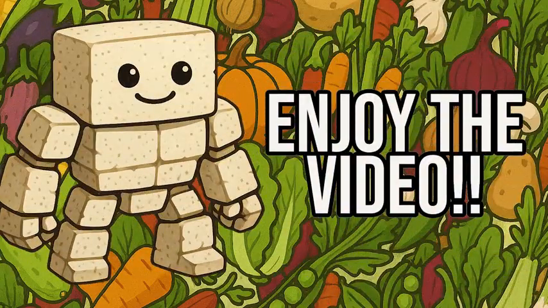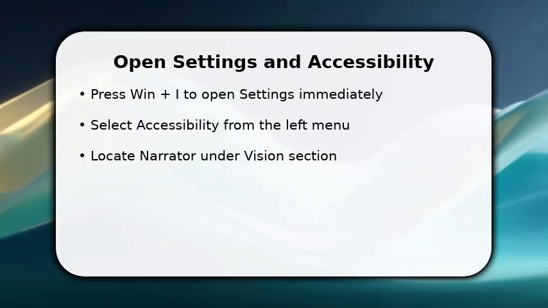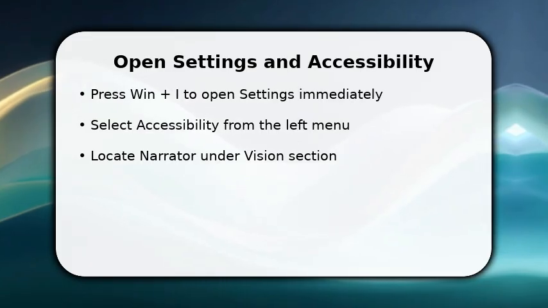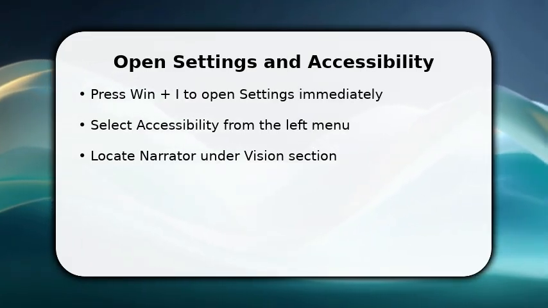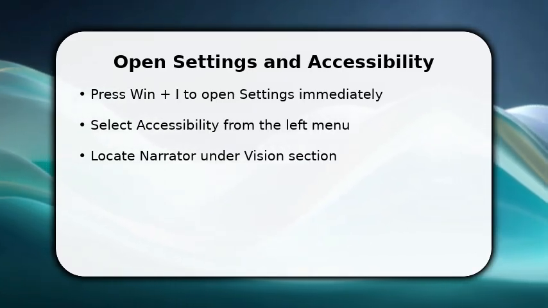Please enjoy the video. You start by opening settings so you can stop the screen reader quickly. Press Win+I to launch settings, then click Accessibility on the left. This takes you to all assistive features. Once there, find Narrator listed under Vision and select it to view controls.